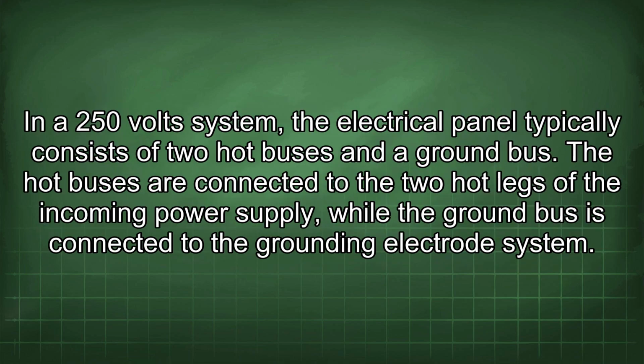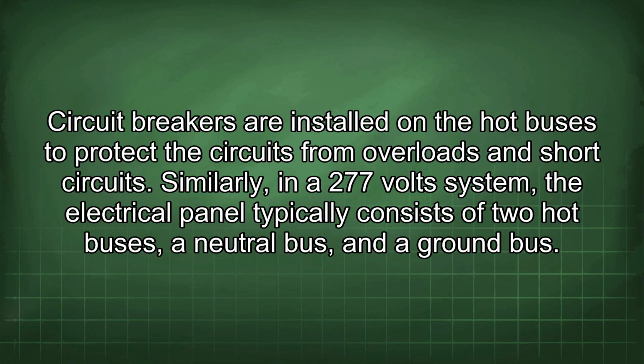It's also crucial to understand the different types of electrical panels and distribution boards used in these systems. In a 250 volt system, the electrical panel typically consists of two hot buses and a ground bus. The hot buses are connected to the two hot legs of the incoming power supply, while the ground bus is connected to the grounding electrode system. Circuit breakers are installed on the hot buses to protect the circuits from overloads and short circuits.